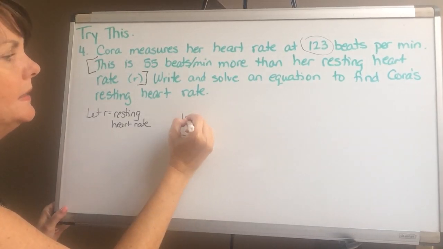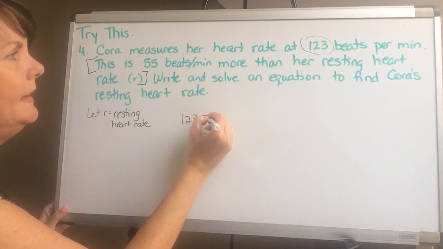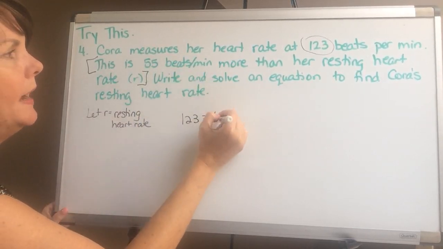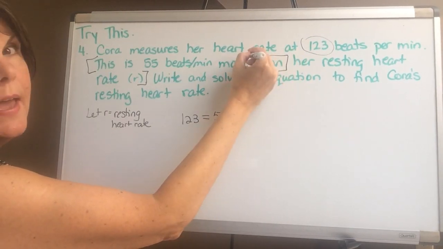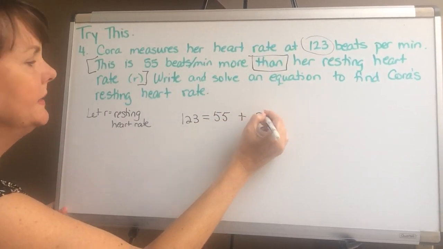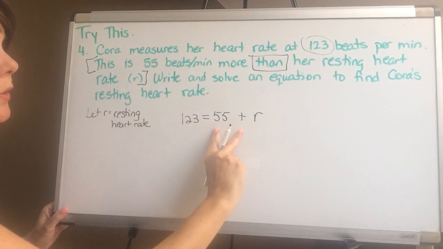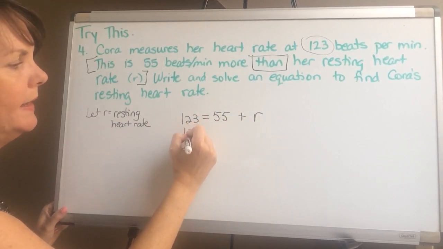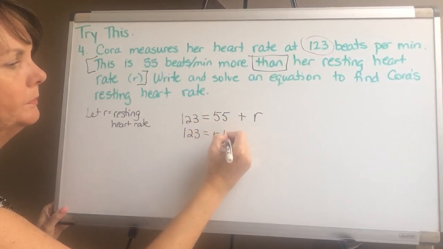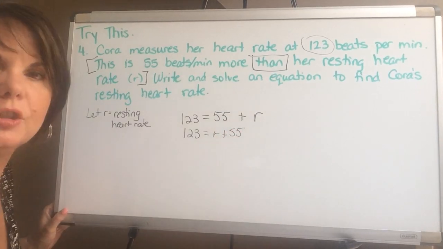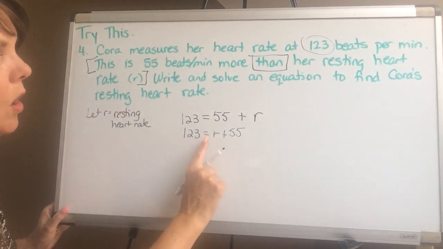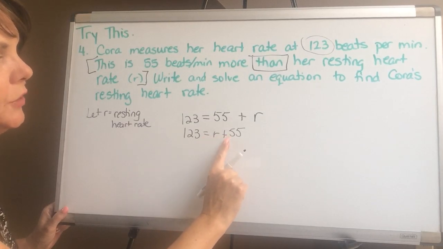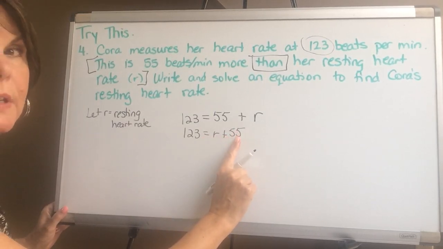So this is the 123 is 55 more than her resting, which is R. So the more than tells me to rewrite this and change the order, okay? So now what we're going to do is our variable's on the right side. It's attached through addition to a positive 55.